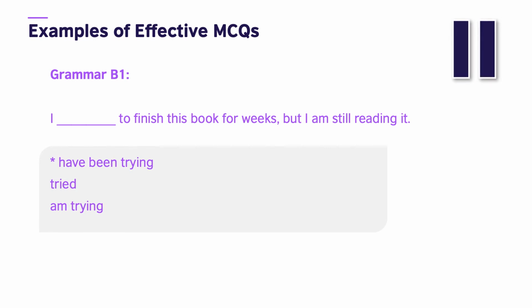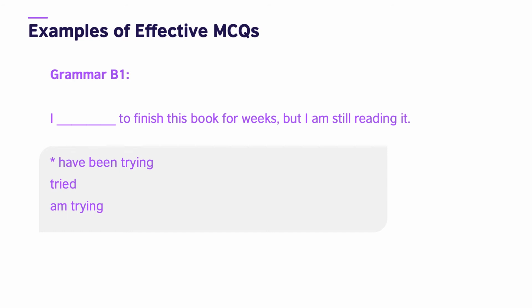Finally, here is an example from Grammar B1. As you can see, the stem is in the form of a gap fill rather than a question. The item is targeting knowledge of the present perfect continuous. The options include the same base verb, to try, in present perfect continuous, past simple, simple past, and present continuous forms. As such, the question is not only testing knowledge of form, but also of meaning.